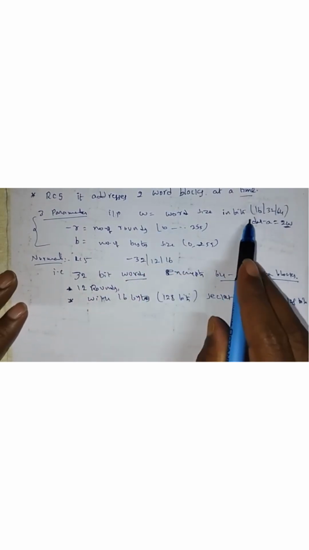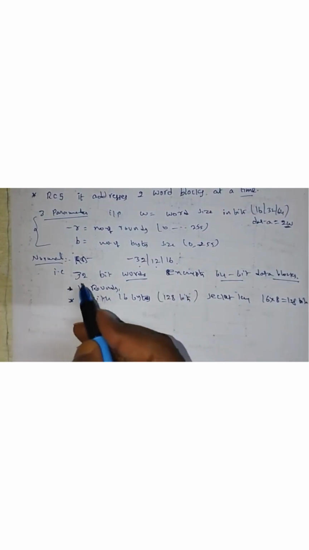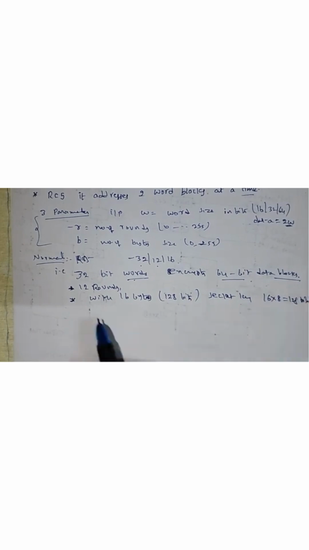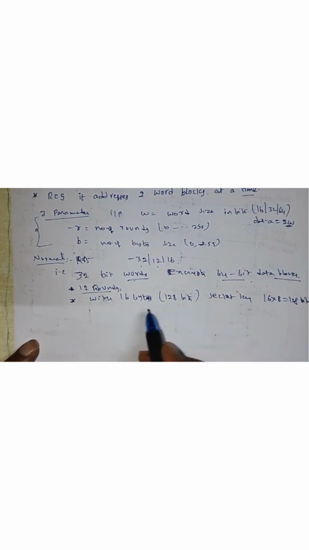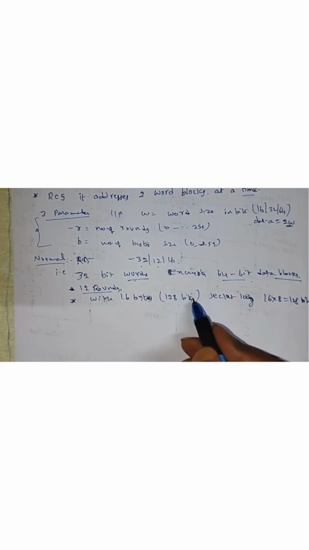Generally, the customized versions vary between 16, 32, and 64. Depending on that, the rounds also vary, and the number of bytes also varies. Normally, RC5 contains 32, 12, 16. If you take 32-bit words, it will encrypt 64-bit data blocks and take 12 rounds of operation, with 16 bytes meaning 128 bits. So what is the secret key? The secret key is 16 into 8, 128 bits.